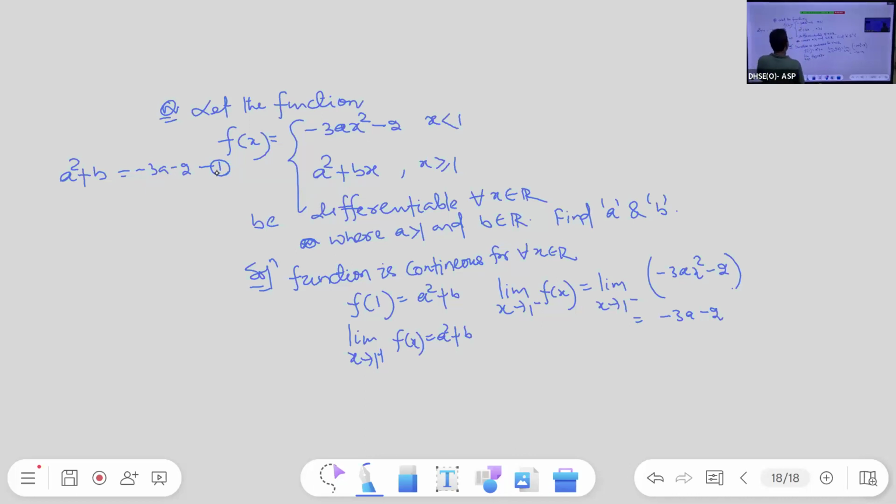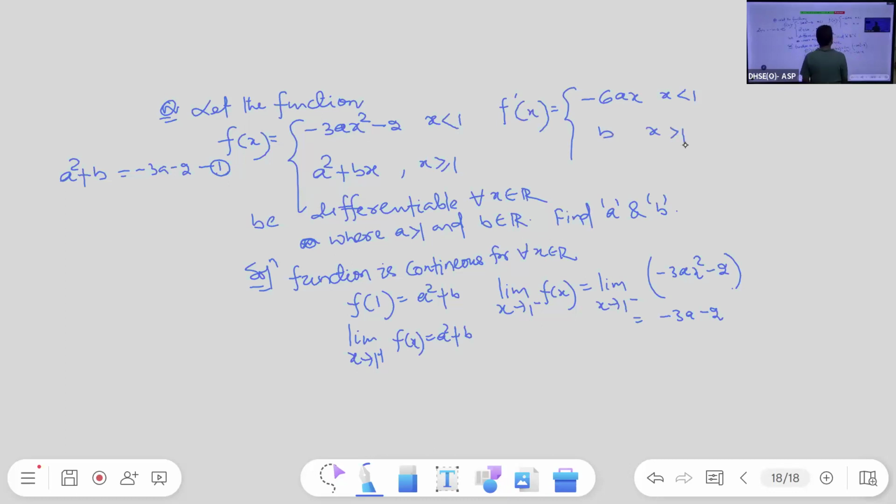Now we'll check the differentiability using differentiation. Directly calculate f dash x. So f dash x is equal to minus 6x, where x less than 1, b, where x greater than 1.